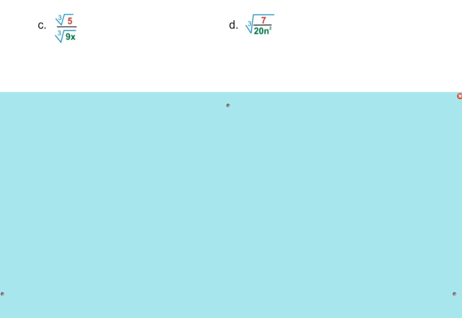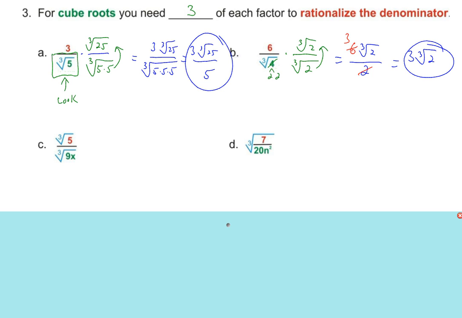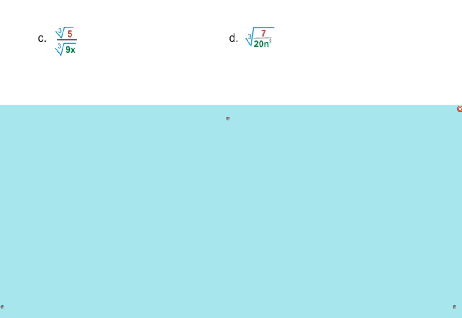So now let's look at C. So again, in your mind, you're going to determine what you're going to multiply this by. It's got to be a cube root. So you're thinking, what do I multiply the denominator by? Cube root of what? Cube root of what? And you want the most efficient thing to rationalize the denominator with.